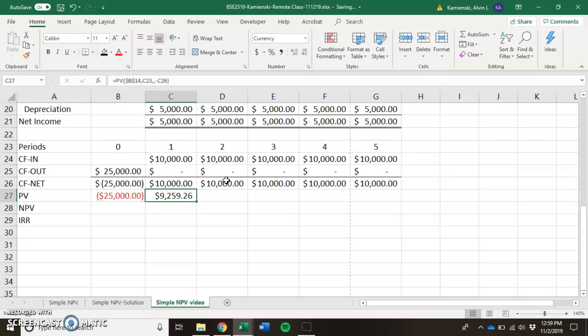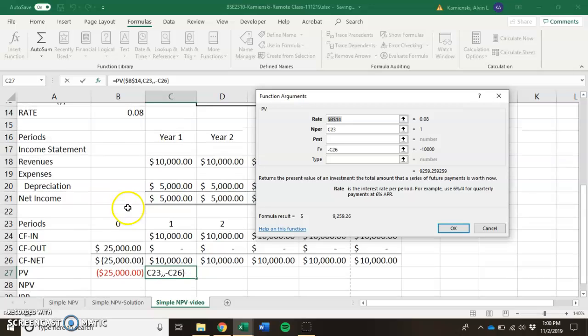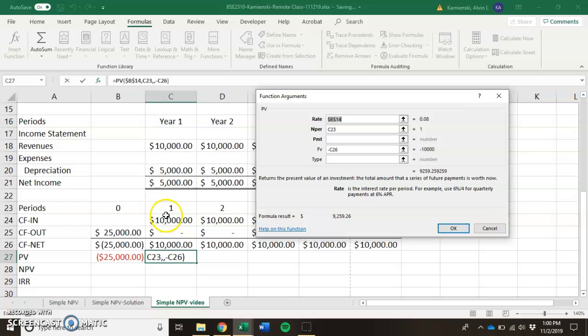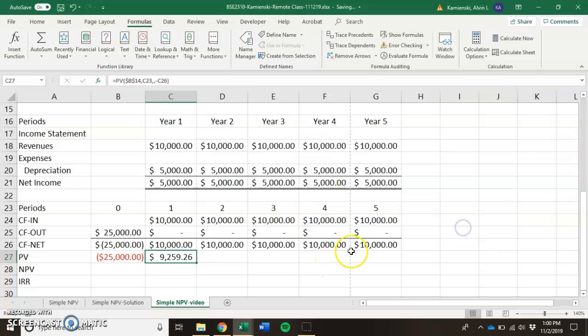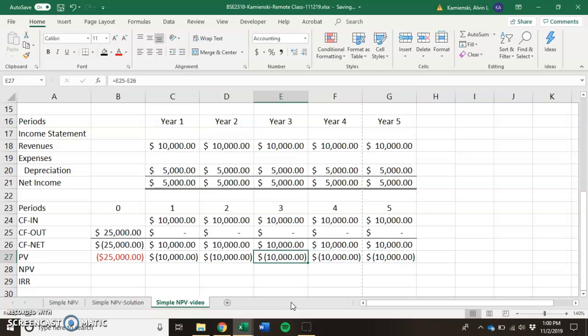If I were to copy and paste that into the first adjacent cell, and we look, we would see we're using again a rate that's fixed at B14. This time we are at C23, 1 period away, where our future value is negative C26, and that gives us the positive result: the $10,000 that comes in 1 year at a rate of 8% is worth to us right now $92.59. Copying and pasting that across, we get all of our positive cash flow values.